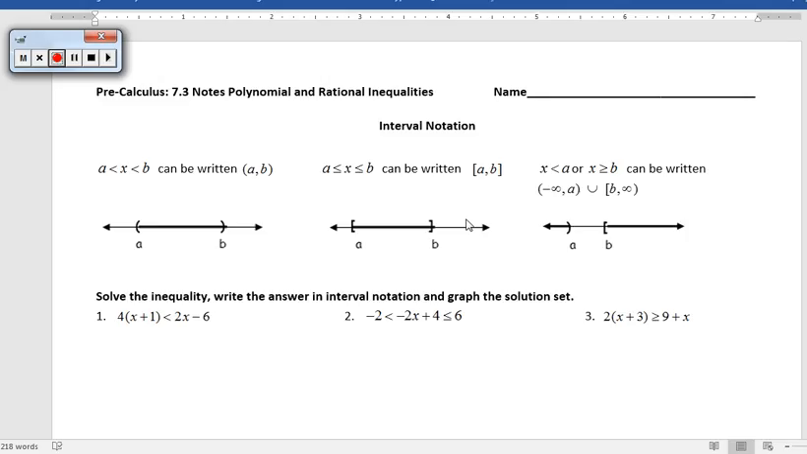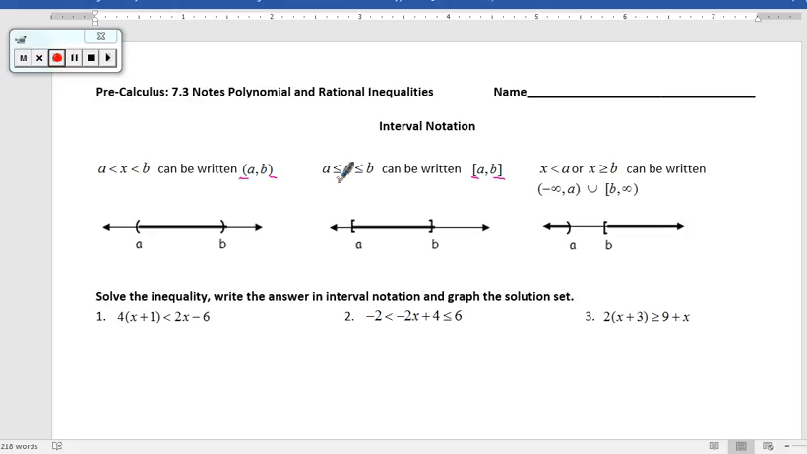Today we're going to be starting lesson 7.3 on polynomial and rational inequalities. At this point, we're all pretty familiar with interval notation. Soft brackets like these would indicate a less than or equal to situation. Hard brackets like these would show that we are including.